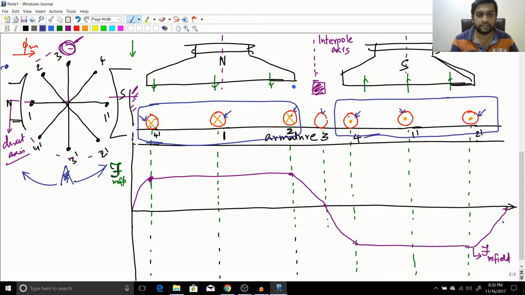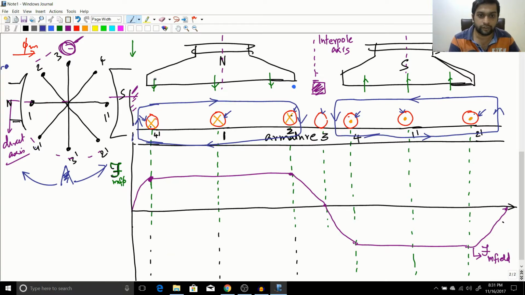Okay, so these three conductors, 4 dash, 1 and 2 will have a clockwise field, something like this. And these will have a counterclockwise field. Now the question comes, if I have to draw the MMF at this particular area, for 4 dash, what direction should I draw?